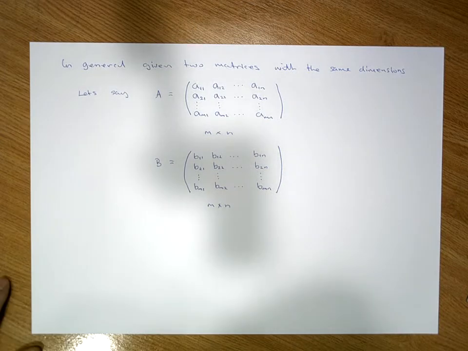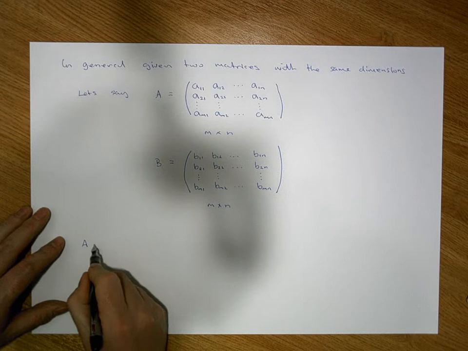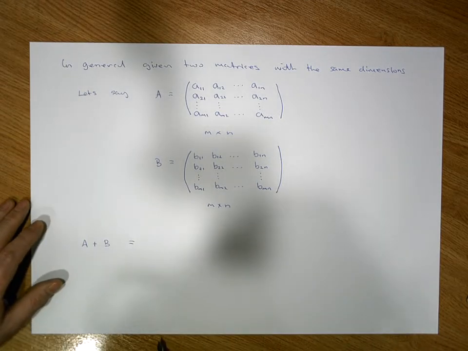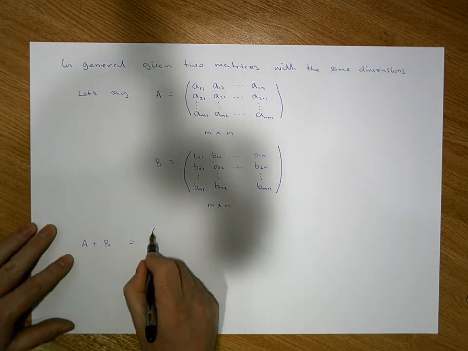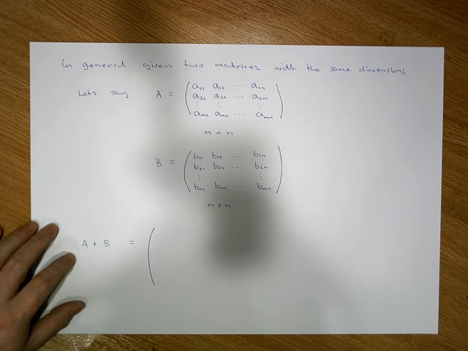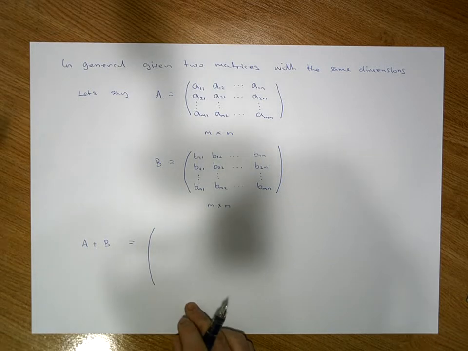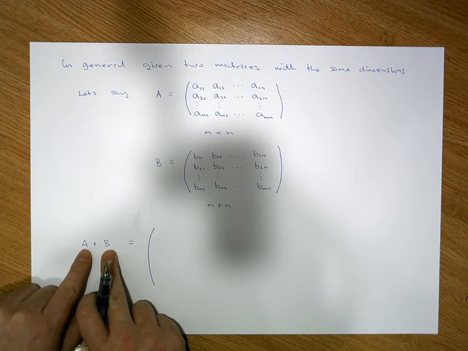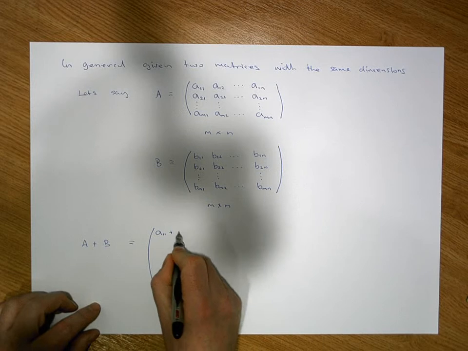So in general, if I want to add these two matrices together, A plus B, what we do is we add terms that are on the same rows, same columns together. So the new matrix is going to be the matrix where the first entry, the entry that's in the first row, first column, is going to be the sum of the entries in the first row, first column from our two operand matrices. So the first entry is going to be A11 plus B11.